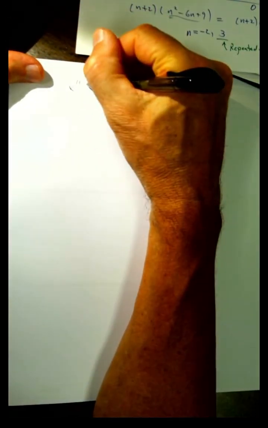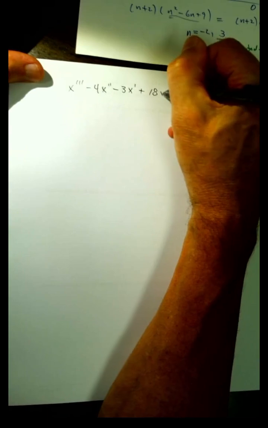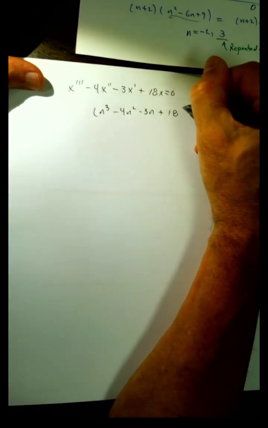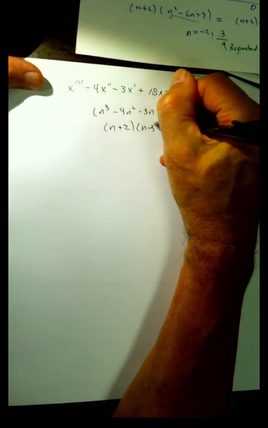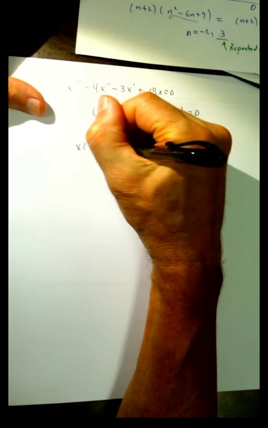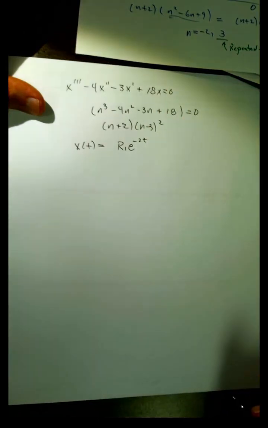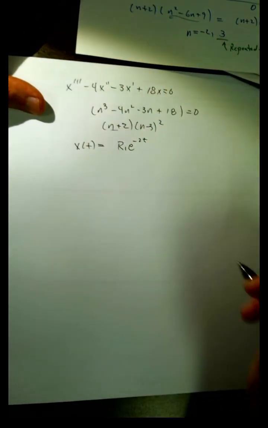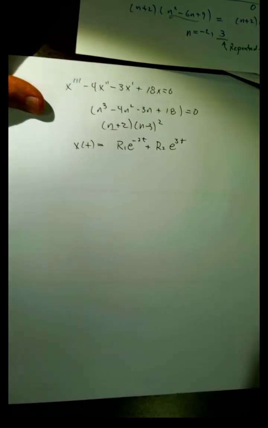That means then for my differential equation, I had x triple prime minus 4x double prime minus 3x prime plus 18x is 0. I get n cubed minus 4n squared minus 3n plus 18 is 0. And I can factor that as (n plus 2) times (n minus 3) squared. So from here, I get r1 e to the minus 2t. This implies n equals minus 2 is a solution. This implies that e to the 3t is a solution.